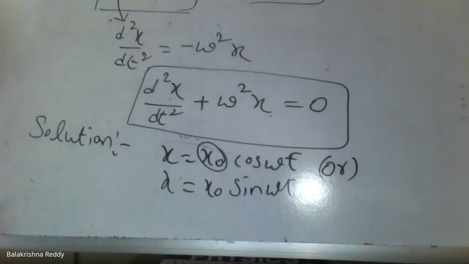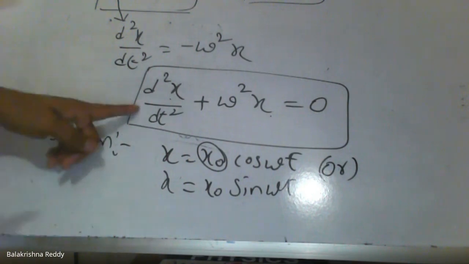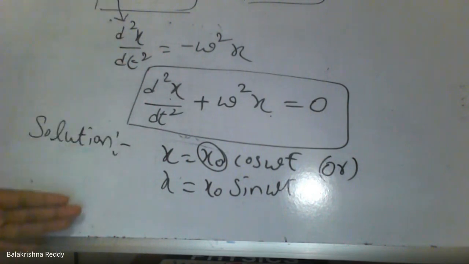What is this constant? Here it is indicating the amplitude, right? So how can we calculate this? How can we understand this? I'll explain how we can understand this. This is a standard format. You may note this down.